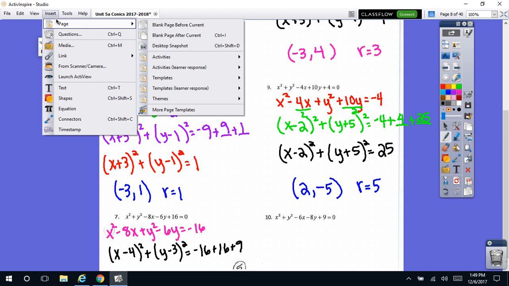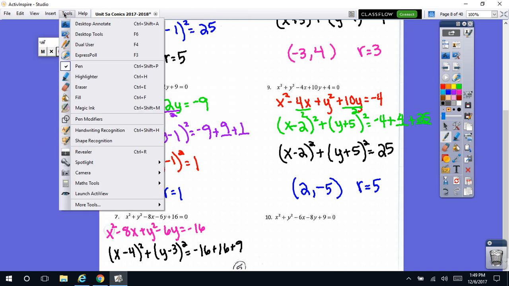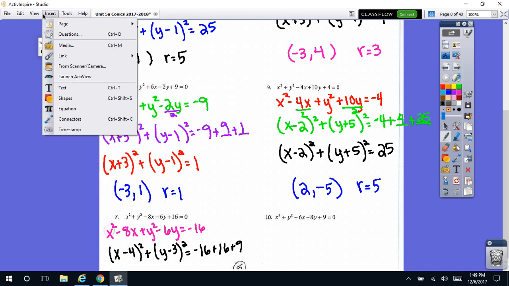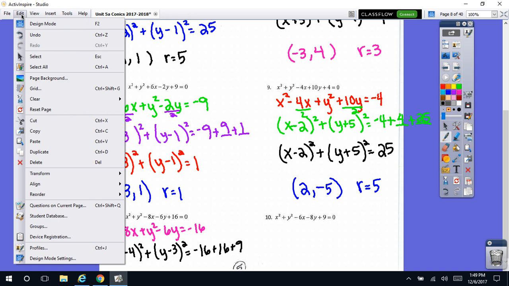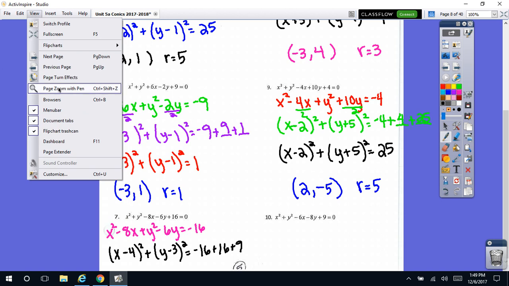Sorry, I'm looking for my page extender so I can scroll down. I'm running out of room. There it is.